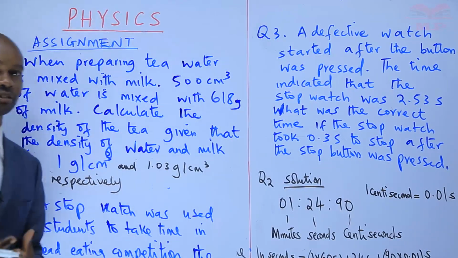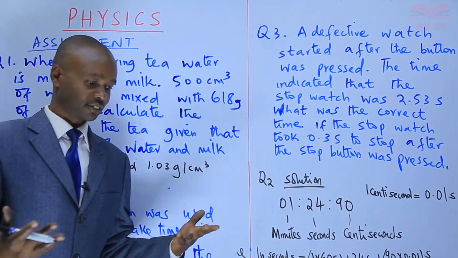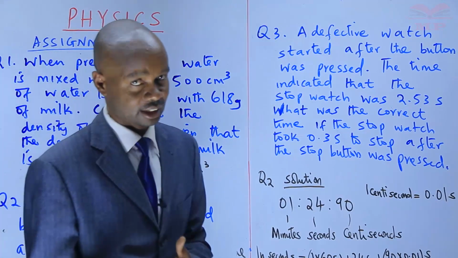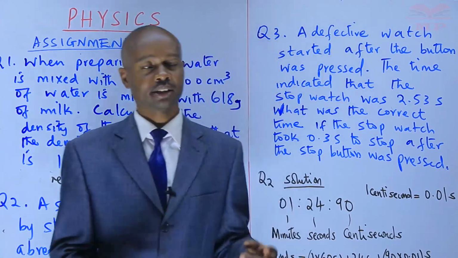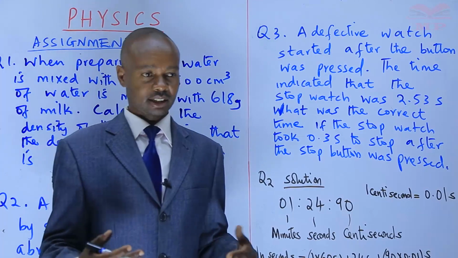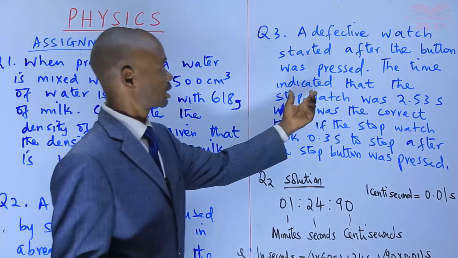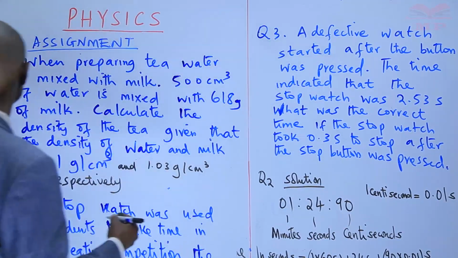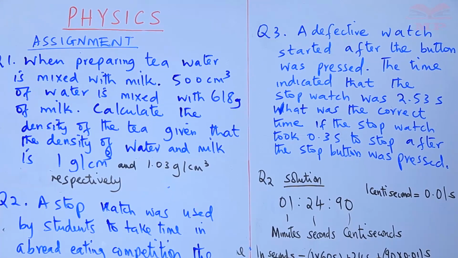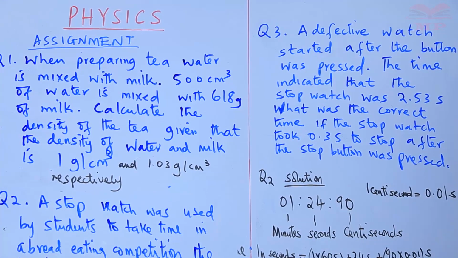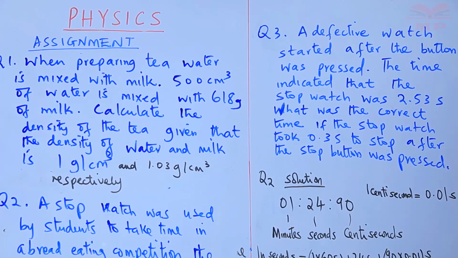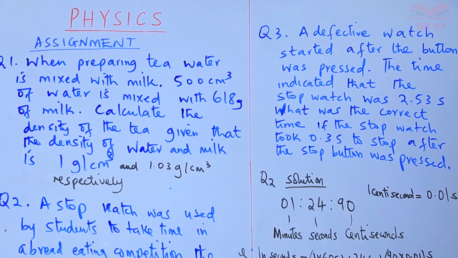So we are talking of errors. In most cases we find errors. Even when athletes are running, we get one will start earlier. So this goes to the same thing to the defective watch. So the correct time, solution, this is question 3.